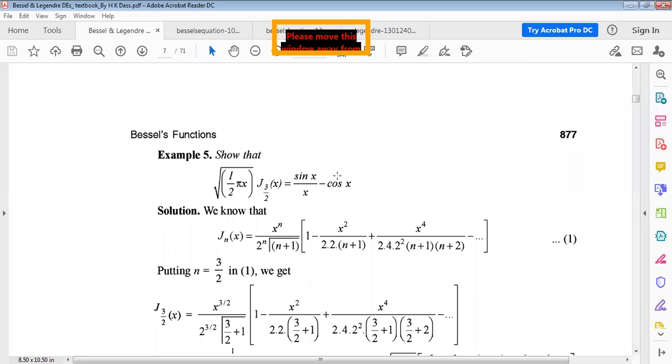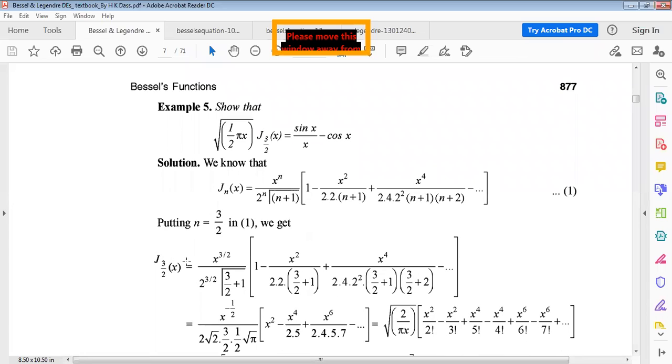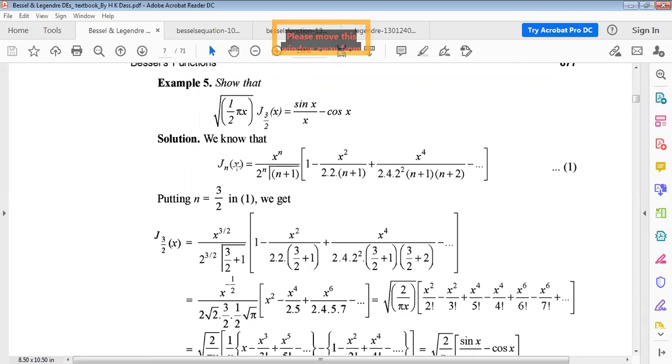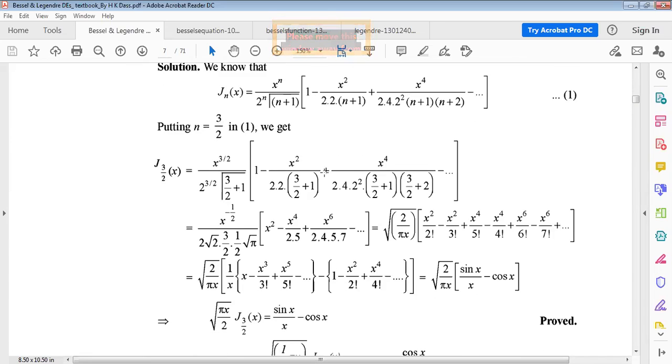Okay, so this is the square root of 2 by pi x times J 3 by 2. We have to show this. Similar process: putting n equals 3 by 2 in the Bessel function. We know this from the power series solution. This is the Bessel function formula, and putting n equals 3 by 2 here. Very important for you. J 3 by 2 of x, just putting n equals 3 by 2, we get this.